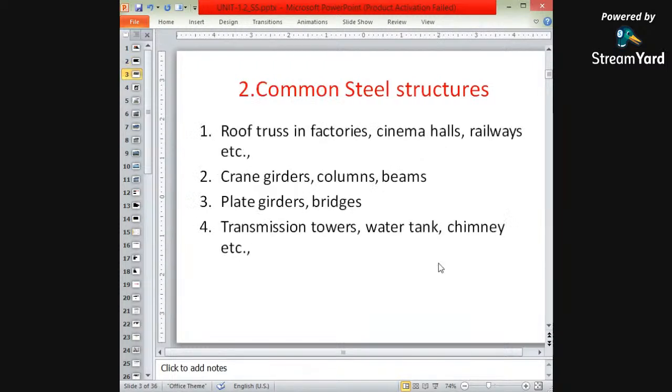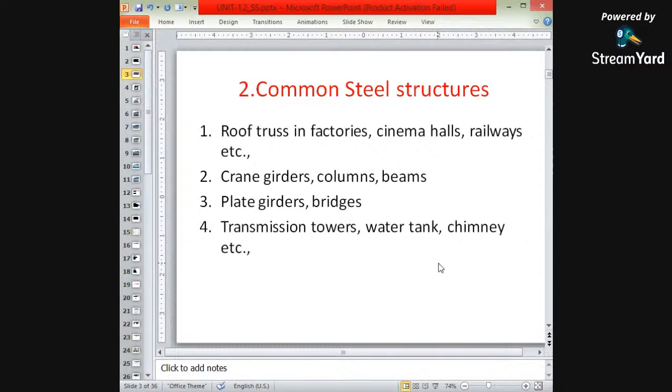Next are the common steel structures: roof trusses in factories, cinema halls, railway stations, railway bridges, or foot over bridges. These are made up of steel structures. Crane girders you have already seen nowadays in the construction of flyovers. When we are transferring heavy materials or heavy equipment from one place to another, cranes are required, so crane girders are required. These crane girders are established with the help of steel structures.